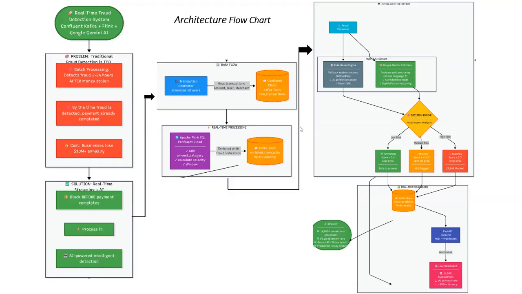Here is the decision engine. Here we calculate a fraud score between 0 and 1. Based on the score, low risk is approved, medium risk is sent for review, and high risk is immediately blocked. This ensures fast and explainable decisions.